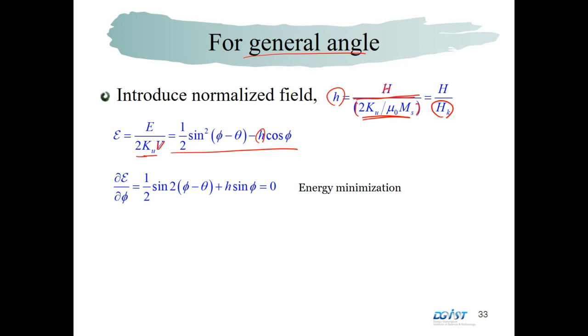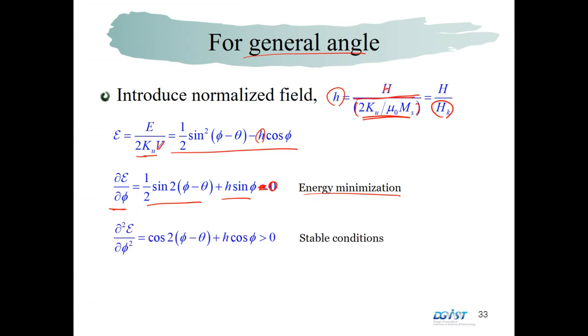Let's do math again. Let's take the first derivative to find the energy minimization or equilibrium point. When you take the first derivative, we can obtain this form plus h sine phi. They must be satisfied at 0. But as you see here, if theta is 0, we can obtain the same result as in the previous case. But with non-zero theta, it is not solvable, unfortunately.